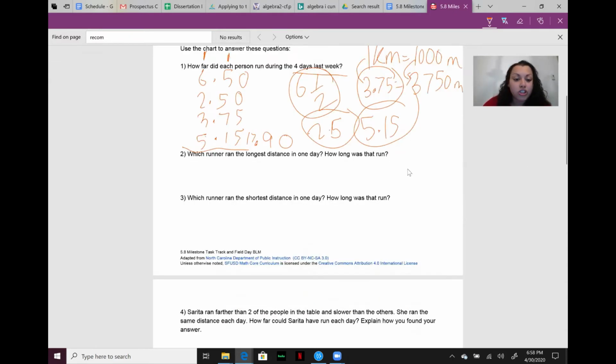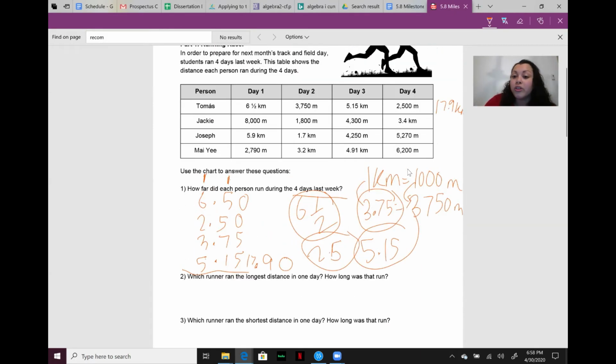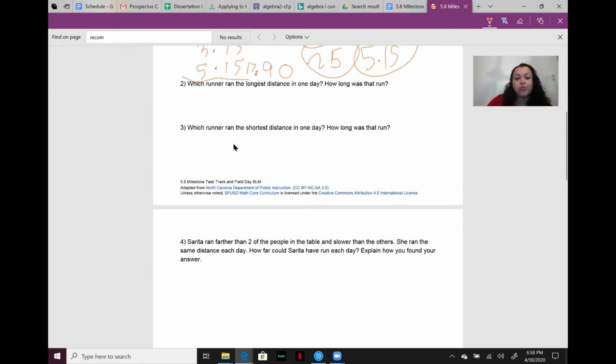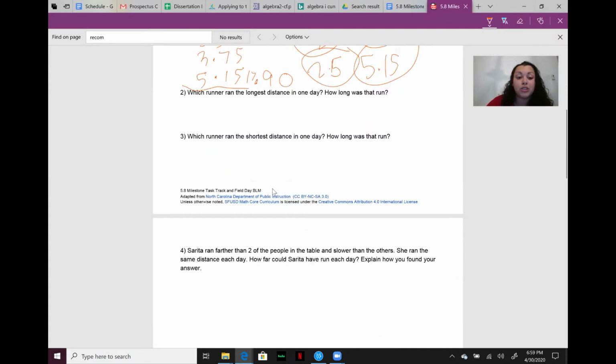The second question says, which runner ran the longest? Based on your conversions, you should have the same unit. Whether you pick kilometers or meters, you can compare them and see who ran the longest. The third question says, which runner ran the shortest distance in one day? How long was that run? Again, you look at the shortest distance between each day and then pick that person.